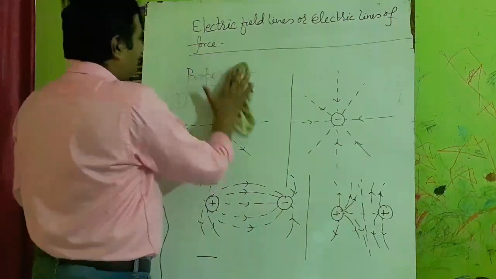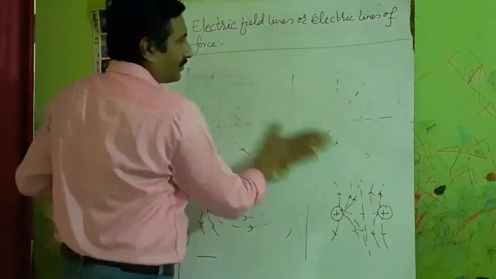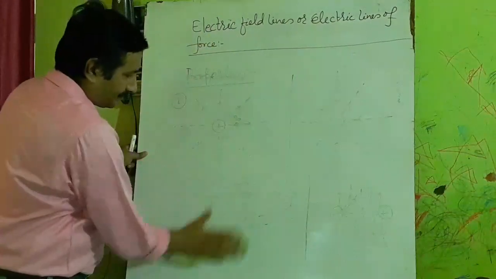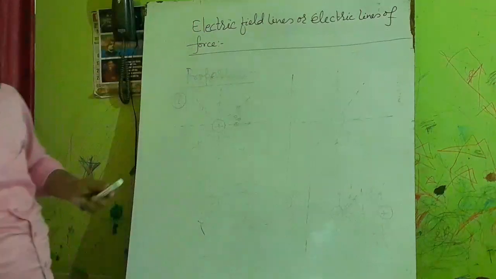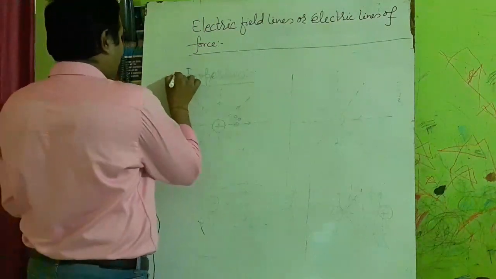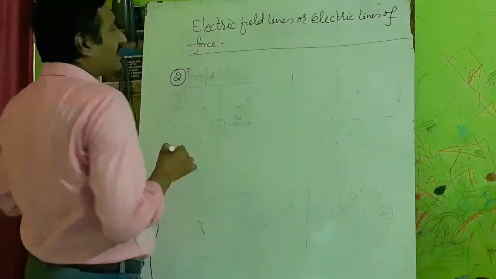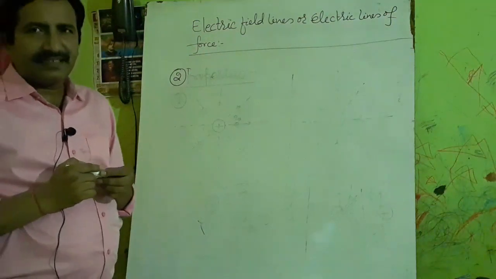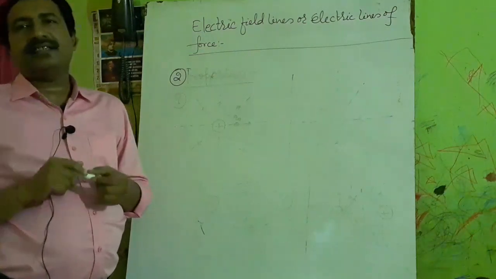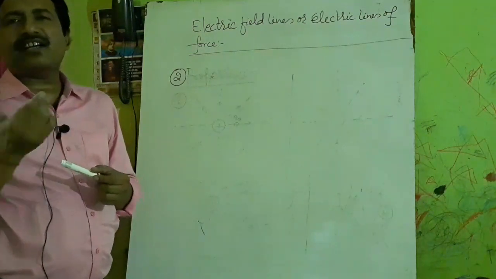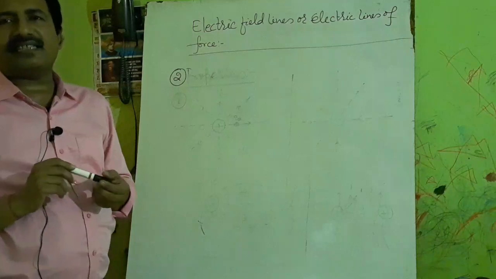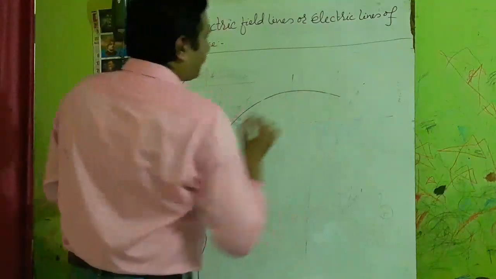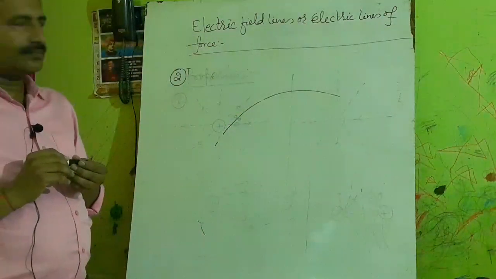Second property is that the tangent to the electric field line at a point gives the direction of electric field intensity at that point. Suppose this is an electric field line.